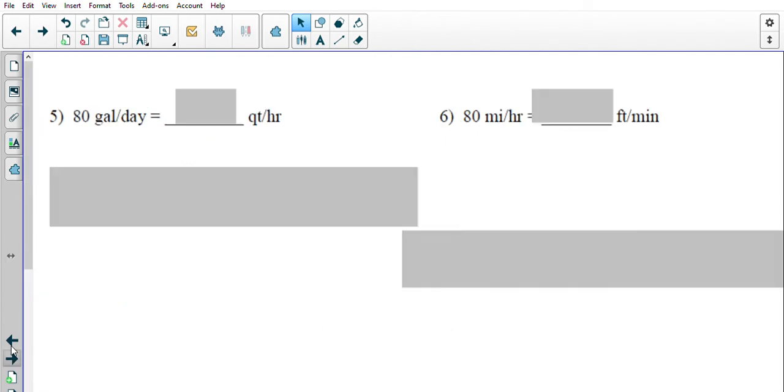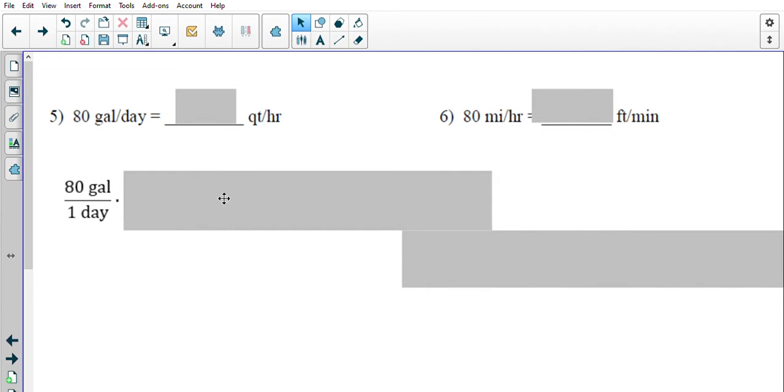All right, let's take a look at a couple more, and then you'll have a chance to try this on your own. So we have 80 gallons per day. We are converting to quarts per hour. So start off with your 80 gallons per day as your first fraction. Again, that's given, so that should be really easy to start with.